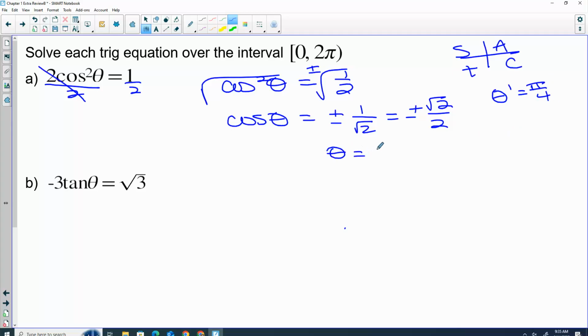So in quadrant 1, pi over 4 is pi over 4. In quadrant 2, the top is 1 less, so 3 pi over 4. Quadrant 3, it's 1 more, so 5 pi over 4. Quadrant 4, double minus 1, 7 pi over 4.